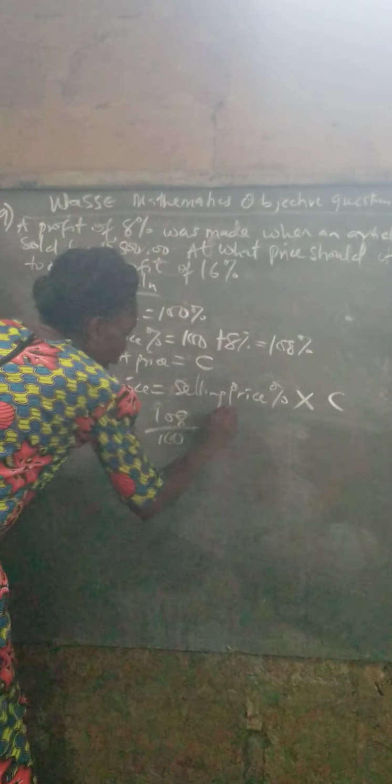Now we'll say let the cost price be equal to C. I initialize it as C. So now what do we do? Let me get a formula for calculating this cost price. Selling price is equal to selling price percent multiplied by the cost price. So now what's the selling price? Selling price is $500, which is equal to 108 over 100. Remember, anything in percent must be over 100 times the cost price.